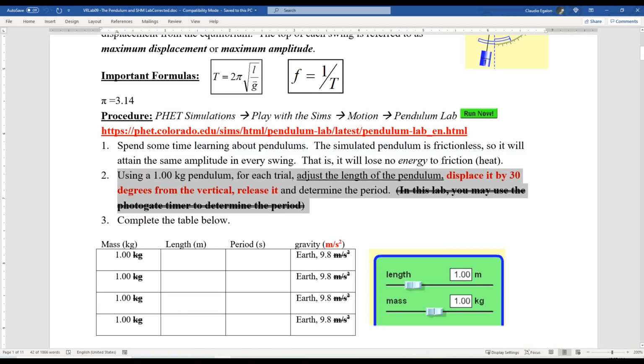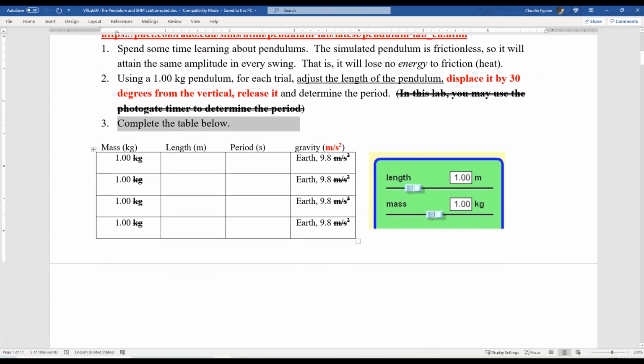By the way, I did some editing here in the original handout. Whatever is in boldface and red color is my correction. And whatever is in black with a double strike is what was originally in the handout that's not appropriate to be there, okay? So those are my corrections. So here you go. I need you to come up with a table. You can make this table in Excel: mass, length, period, and gravity. Let's take a look at the table.